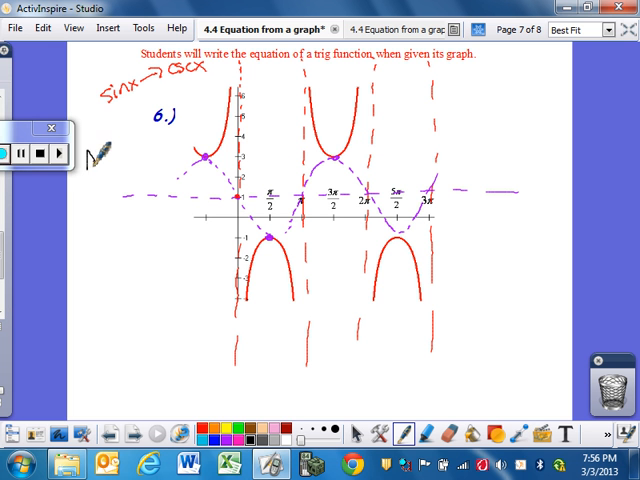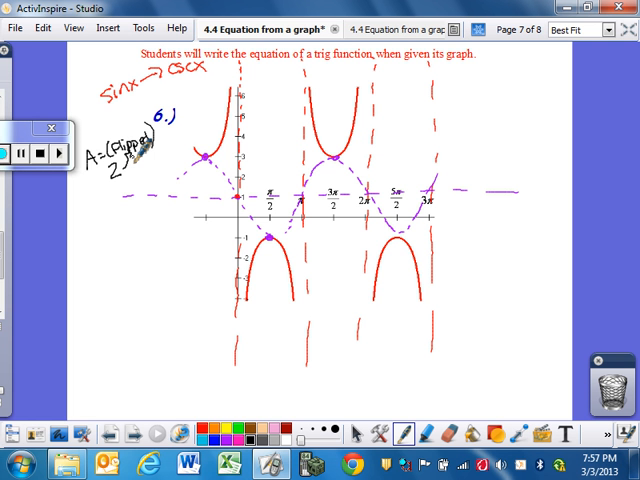That means my a value is flipped, or has a negative sign attached to it. And what is my amplitude? My middle is at 1, and I go up to 3 and down to negative 1. That means it's 2 units. So a is 2, and it has to be flipped. All right, so that's how I can deal with the shape of the graph.